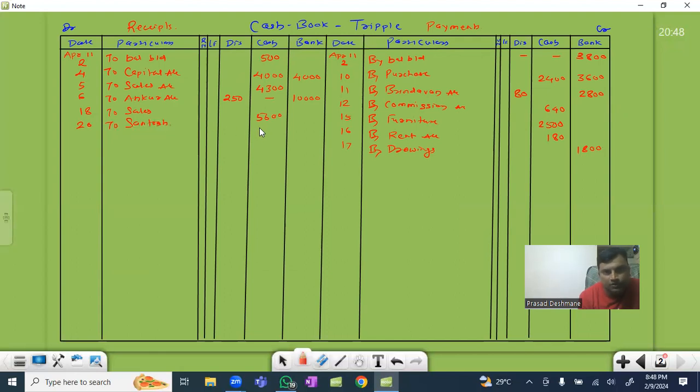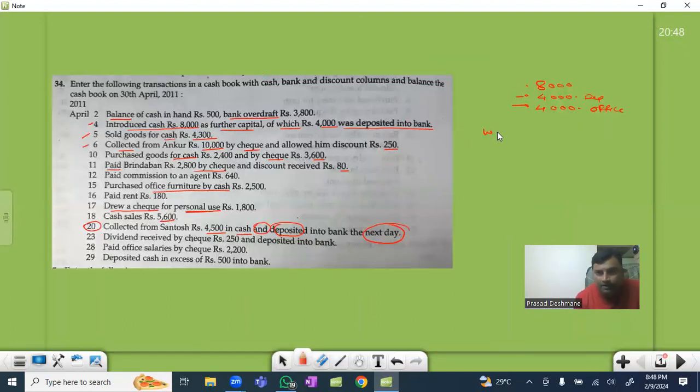I got cash, so I'm recording the cash. Correct? Now on the 21st we deposit it. So it's a contra entry, because in that case, office cash we are depositing into the bank. Correct? It's a contra entry. So how to deal with the contra entry? Last class also I told you, when we are doing the cash book, we'll do a working note for it.